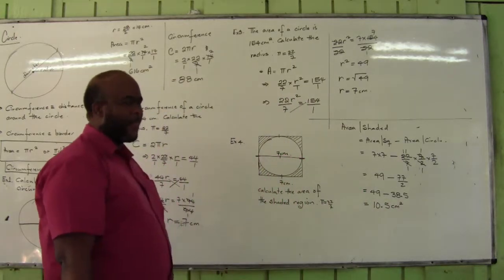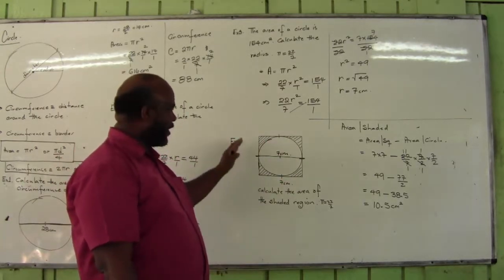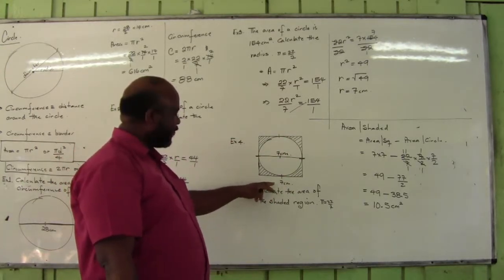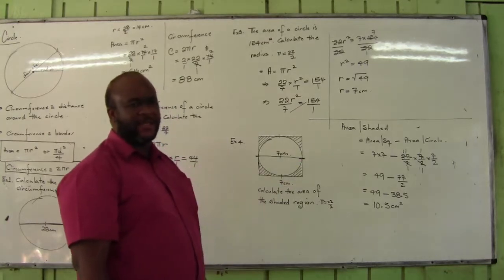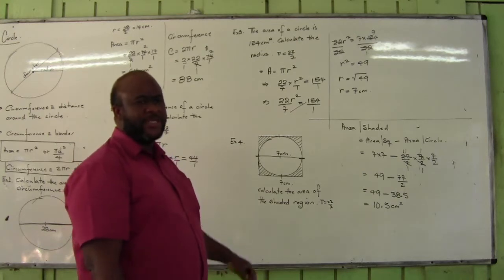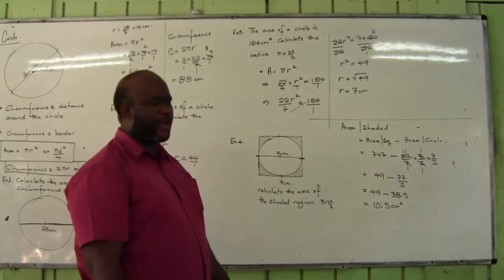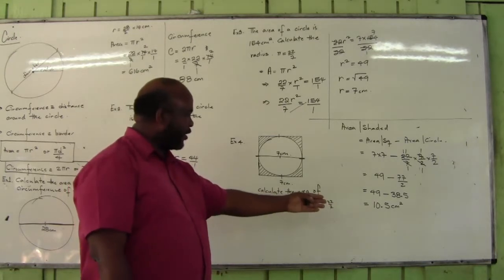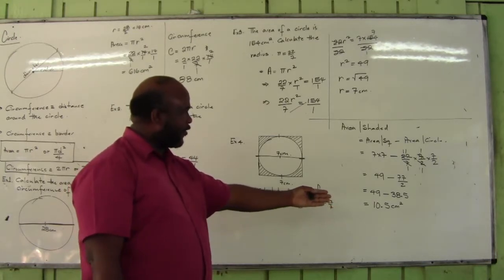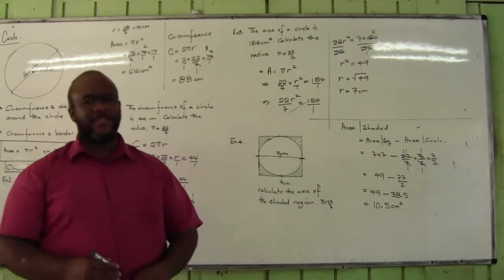Alright? So the area of the entire shape, the entire square, is 7 times 7, which is 49. But what I want is the area of the shaded region, which is the area that is left if you cut out a circle out of the square. And we get the area of the shaded region is 10.5 centimeters squared.